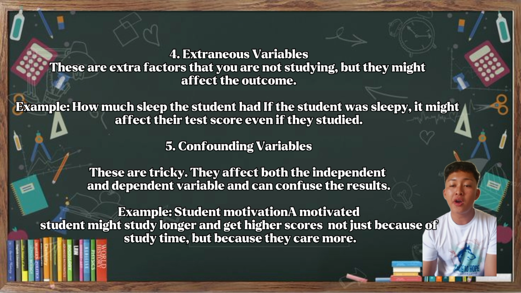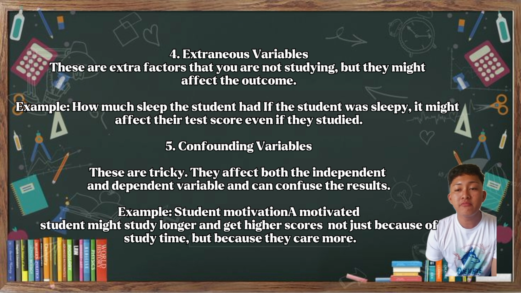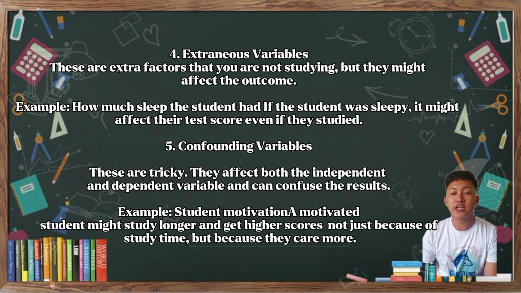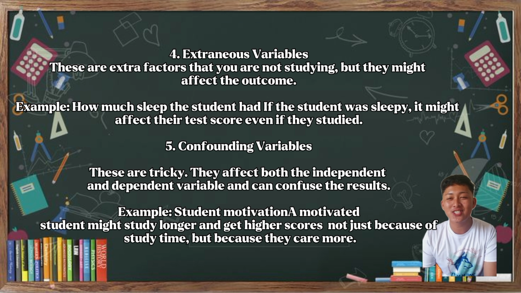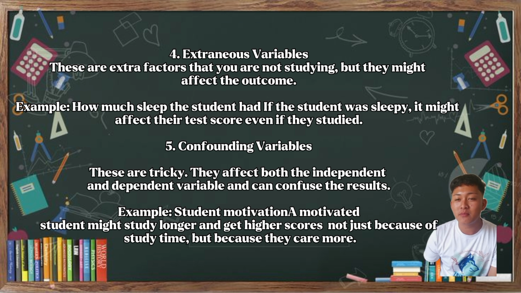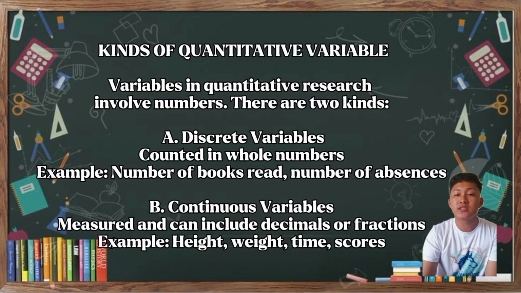Fifth, confounding variables. These are tricky. They affect both independent and dependent variables and can confuse the results. Example, student motivation. A motivated student might study longer and get higher scores, not just because of study time, but because they care more.